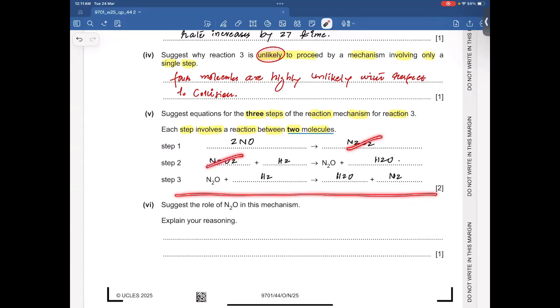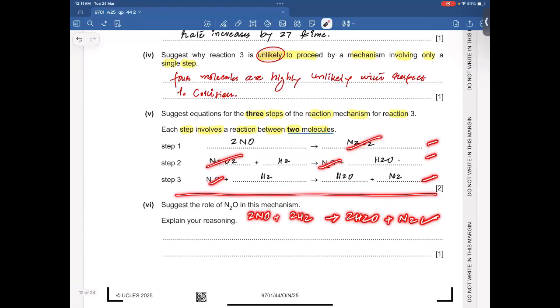See, this will cancel out with each other. This will cancel out with each other. So the remaining equation is going to be like this. And this is the equation given in reaction 3. So my overall equation is consistent with this mechanism.